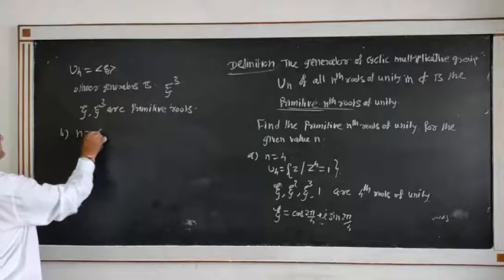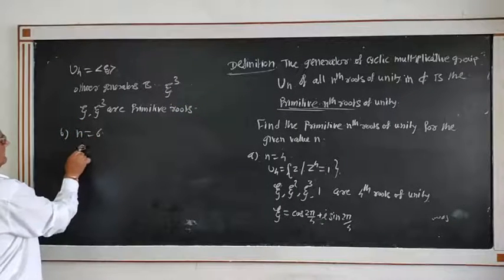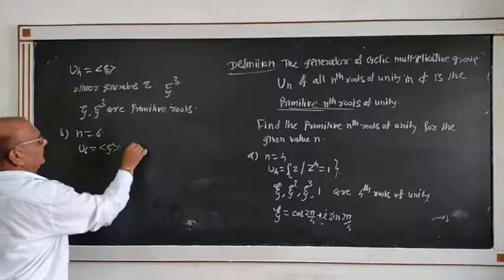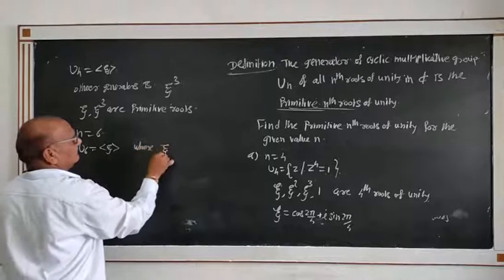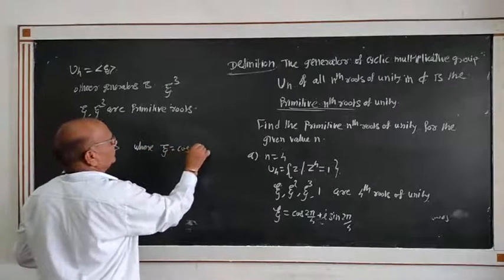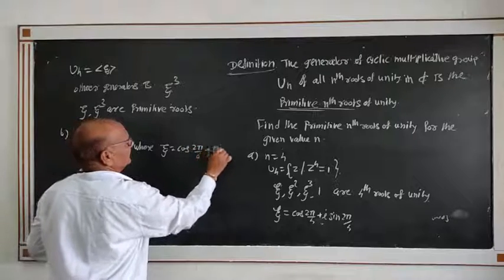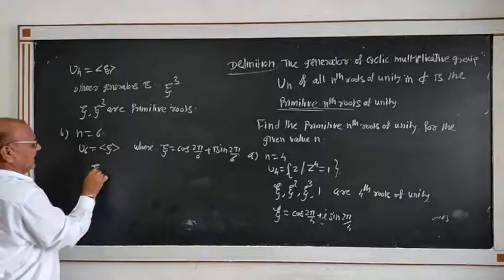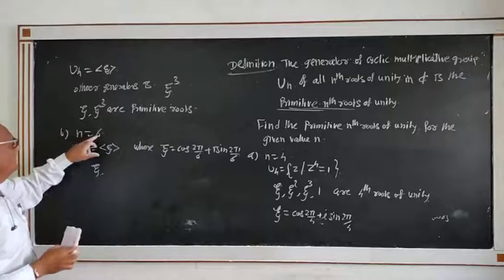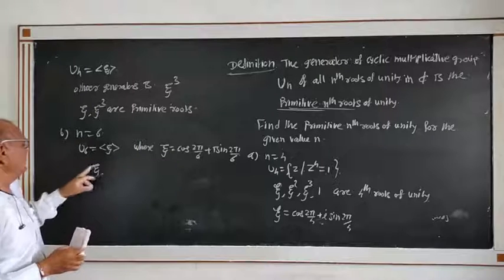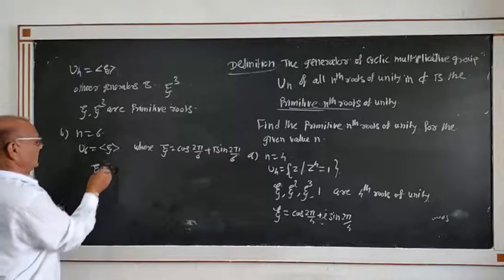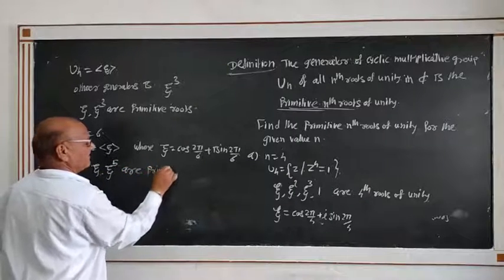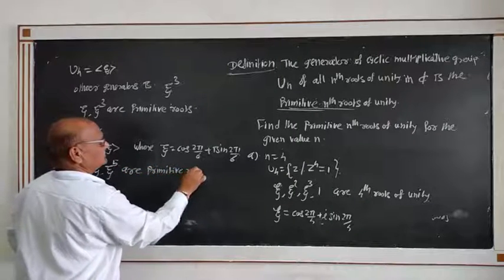Now n is equal to 6. Here, U6 is generated by xi, where xi is equal to cos of 2 pi by 6 plus i sin 2 pi by 6. Then the powers of xi relatively prime to 6 are 1 and 5 only, and these are the primitive roots.